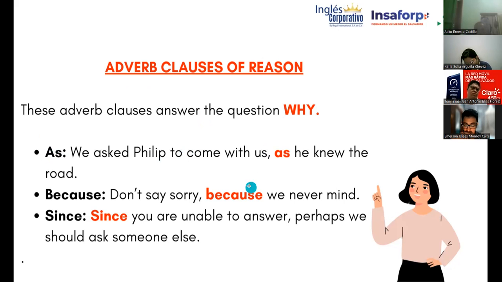Okay, so we have as, that means because, and since, ya que. Since means desde en el presente perfecto, pero en este contexto como adverbio, ya no significa desde, significa ya que. Ya que usted no puede ir a pagar al banco, entonces llame a servicio al cliente. Since you are not available to pay, you need to go to the call center or the client service. Entonces, since, ya no significa desde, sino que lo interpretamos como ya que.